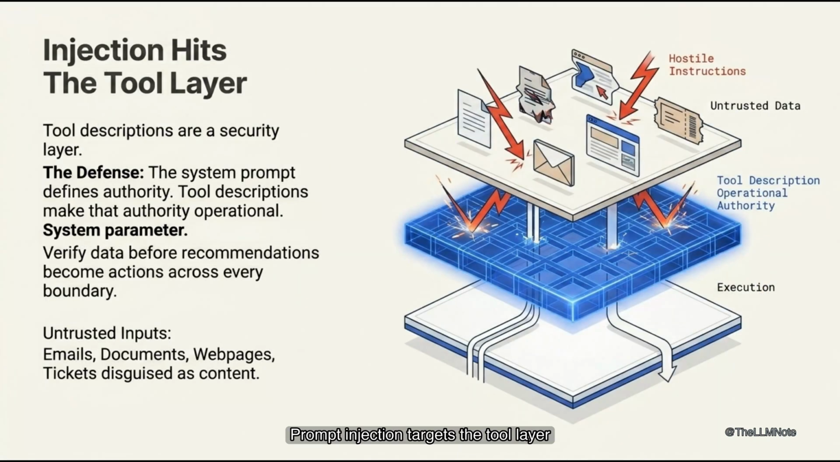Prompt injection targets the tool layer. Tool descriptions become a security barrier. Emails, documents, web pages, and tickets may hide hostile instructions. They appear as normal content but carry malicious intent. Claude must know which inputs are untrusted. It should also recognize which tools need verification. The system prompt sets authority. Tool descriptions turn that authority into action. This happens right before any tool executes. It applies across every boundary in real time.